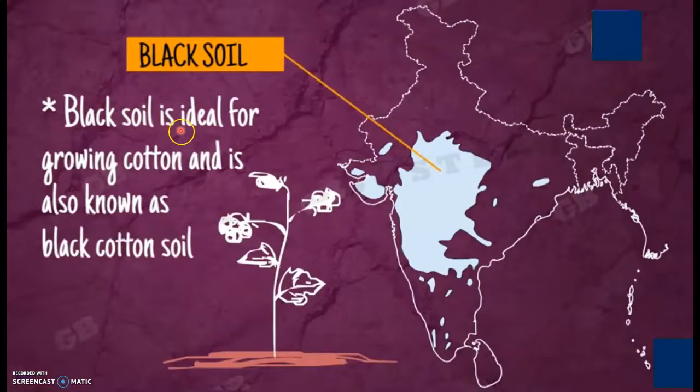The next one is black soil. Black soil is ideal for growing cotton and is also known as black cotton soil and regur soil. Black soil is found in the Deccan Plateau spread over Maharashtra, Saurashtra, Madhya Pradesh and Chhattisgarh. So children, which are the three major regions of black soil? Maharashtra, Madhya Pradesh, Chhattisgarh. Okay.